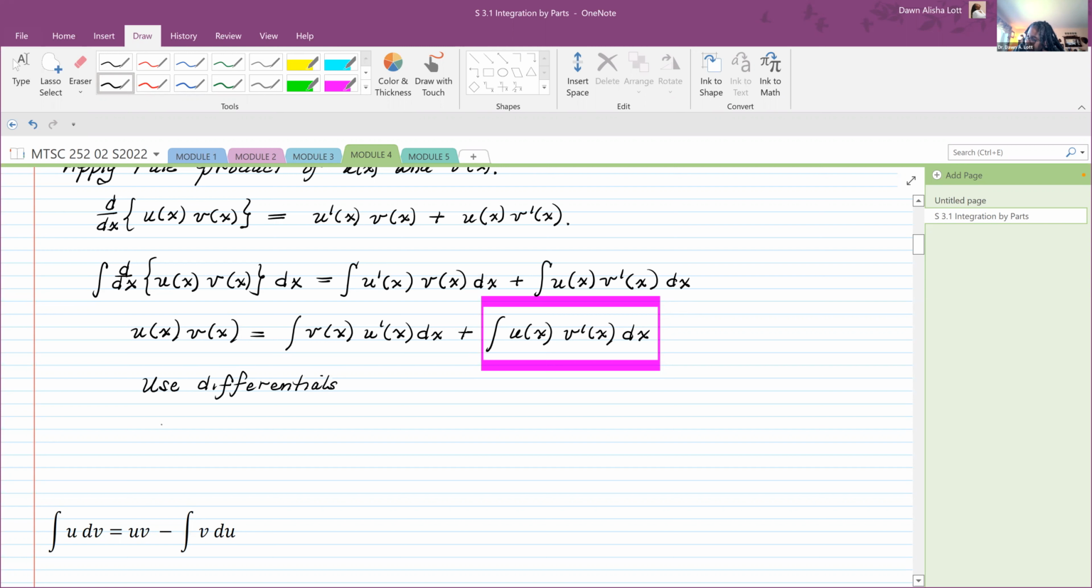So I get u of x v of x equals, oh, I'm going to subtract it off. I may as well subtract the other one off right now. That's why, minus v of x. And then this differential right here, I'm going to call du. And then this is equal to what's on the right-hand side that's left, the integral of u of x. And this differential, I'm going to call dv.